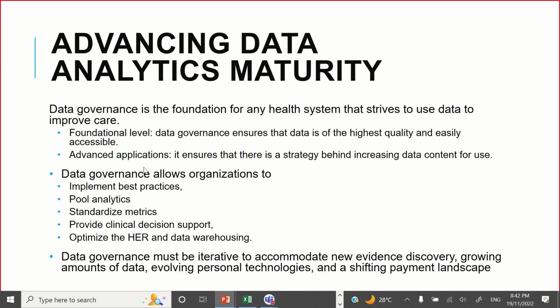Okay. Then here we're talking still within advancing data analytics maturity. We've talked about the concept of data governance. And it says that data governance is the foundation of any healthcare system that strives to use data to improve care.